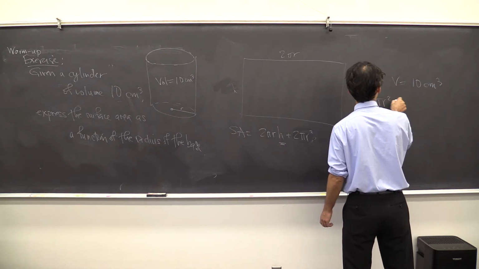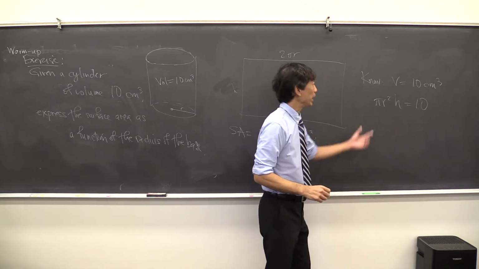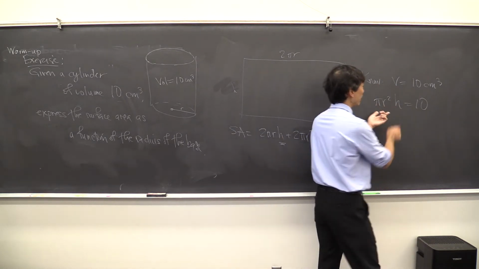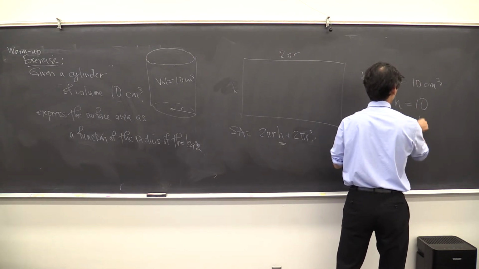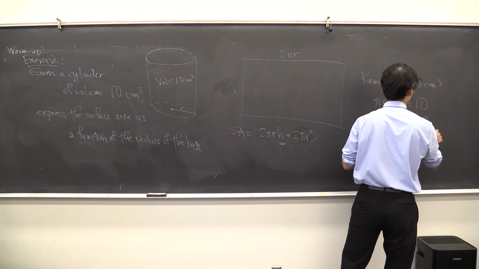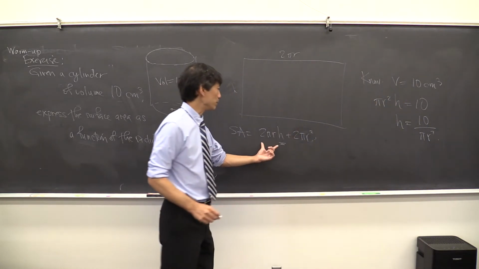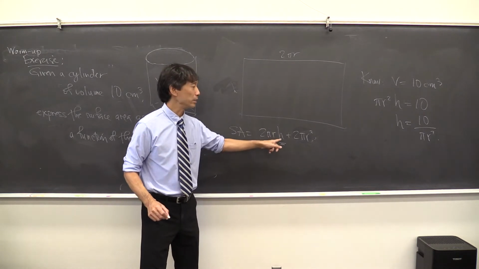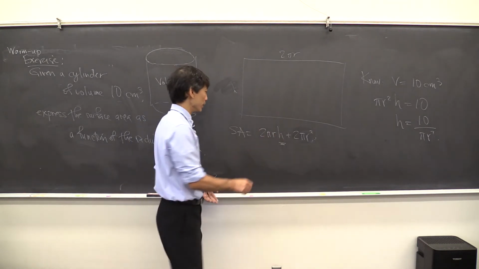So we know that the volume is 10 centimeters, but the volume is pi r squared, the base, times the height, and so we have this relationship between h and r. h is 10 over pi r squared, and so we can just substitute that in for h here.